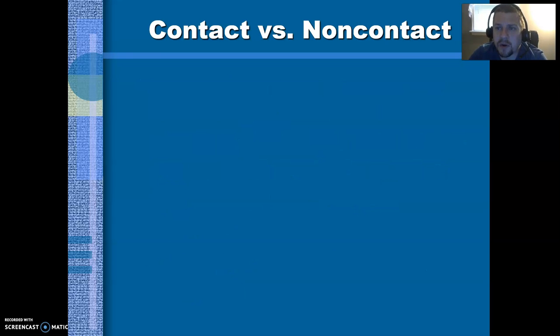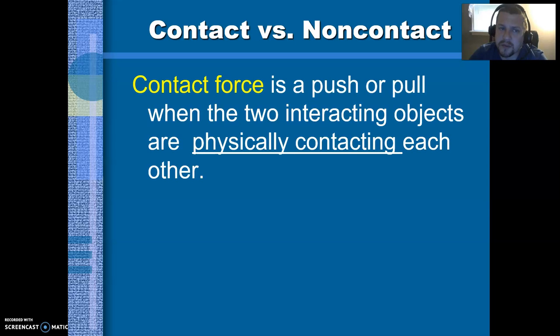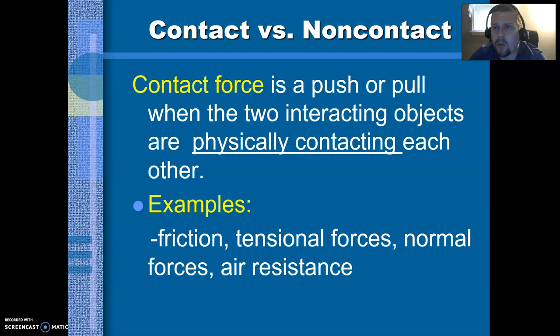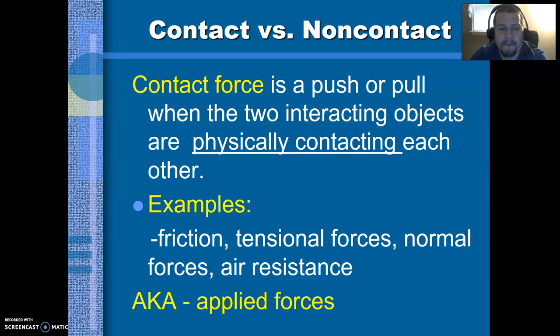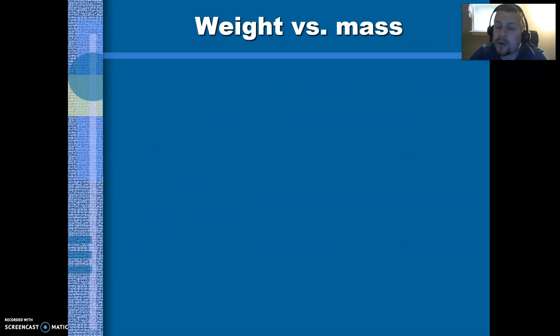Other forces are going to fall into the contact force category, which is kind of obvious, that they require physical touch for them to be able to exert a force. There are many more contact forces than non-contact forces. So things like friction, tension, normal forces, air resistance, those are all types of contact forces. And then from here, we're going to talk about 5 common forces and how they kind of work.